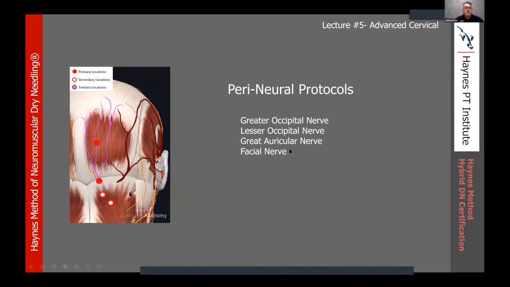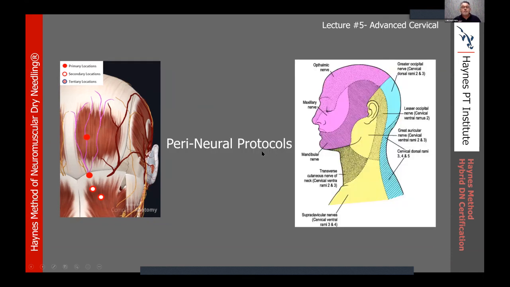Okay, so we're almost there. We've got 4 nerves to get through, and then we're done. So now the perineural protocols. Here we're going to look at the greater and lesser occipital nerves, the great auricular nerve, and then the facial nerve. The first 3 are more sensory from the ear posterior, and then the facial is more of a motor.